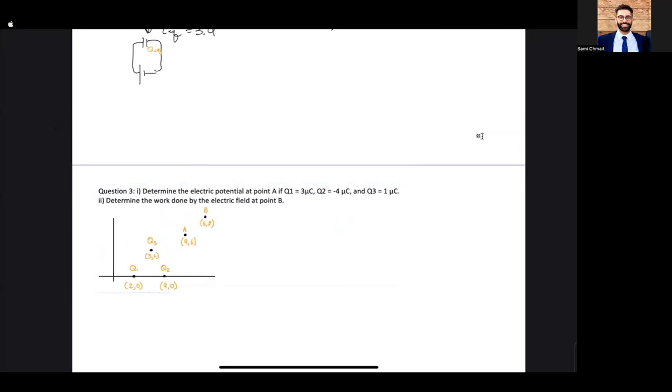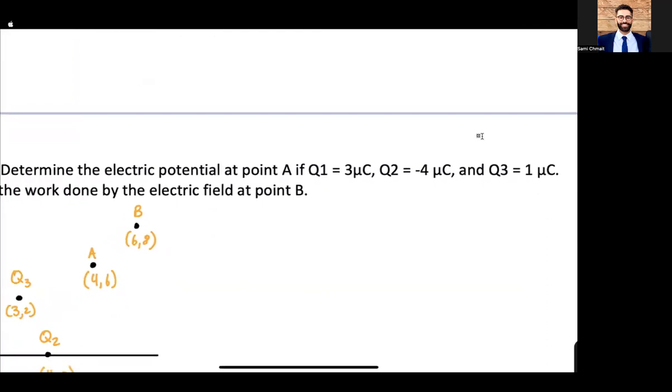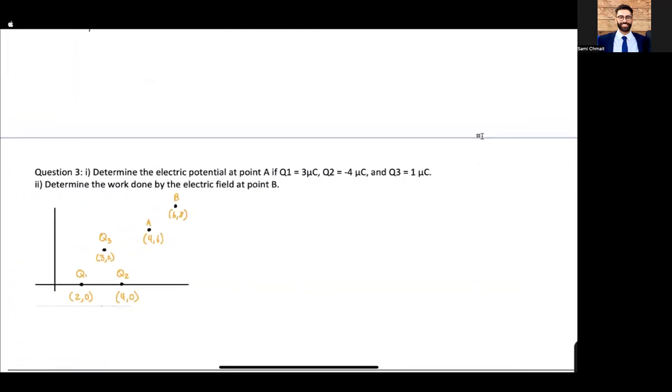So we're told the charges at these 3 positions, and we're asked to find the electric potential at point A. Then we want to determine the electric work done by the electric field at point B. In part A, everyone always finds the wording tricky. Electric potential, potential difference, voltage: it's effectively the same thing. What we're solving for is the voltage at A.